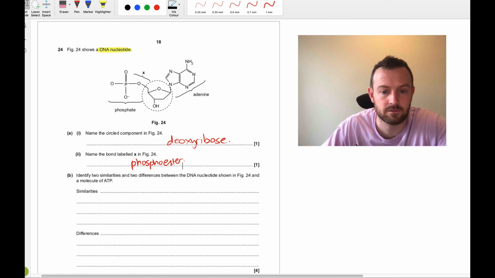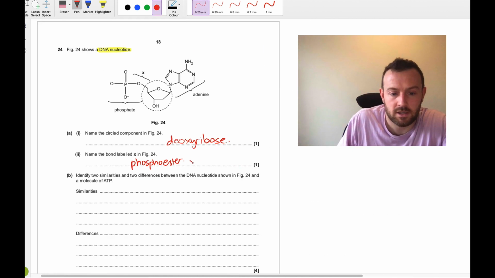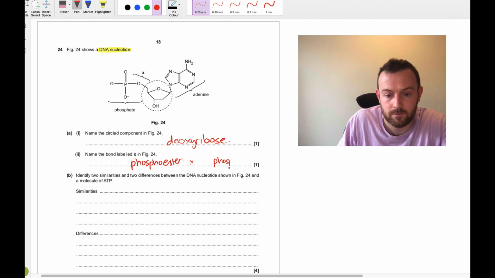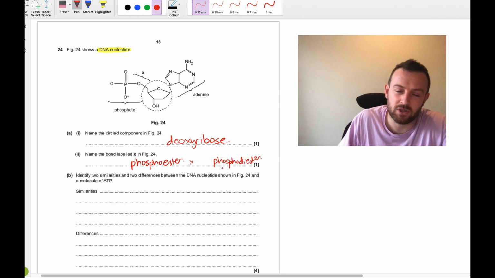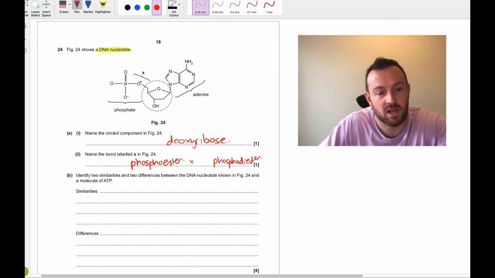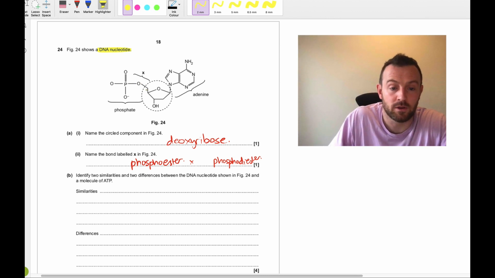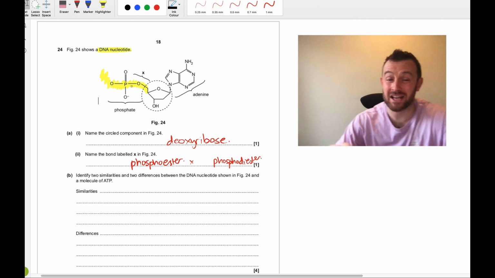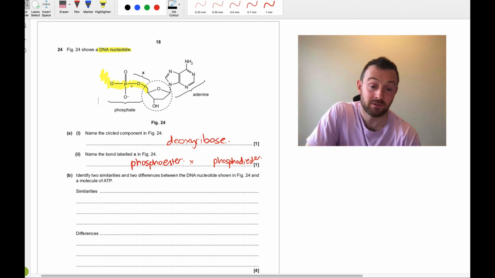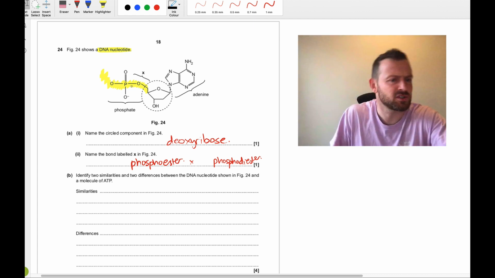I disagree with this OCR. Shall I tell you why? Yes, I'm going to tell you why. The reason is because technically a phosphodiester bond has to have two bonds. So the phosphodiester bond is actually the bond that links one deoxyribose through the phosphate to the next sugar. That's a phosphodiester. Technically, this is a phosphoester bond. OCR are wrong on this one, but they want you to say phosphodiester, so just say phosphodiester.